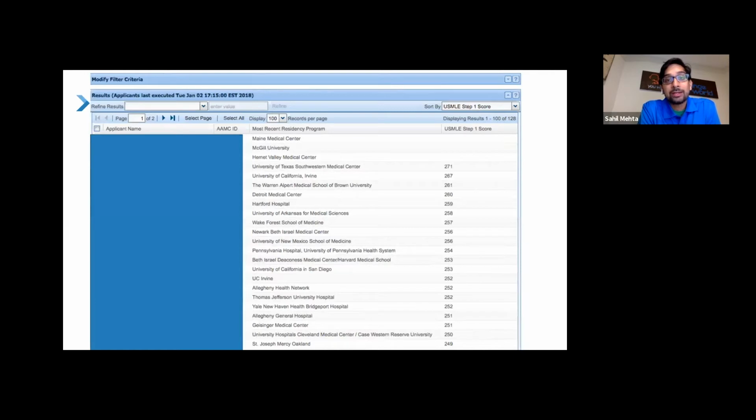So without a doubt, Step 1 score is, if not the most important thing, one of the most important things that you will do for your residency. Really maximizing your score is so important. I work with a lot of med students and a lot of pre-meds, and I tell all of them that the most important test of your life is USMLE Step 1.